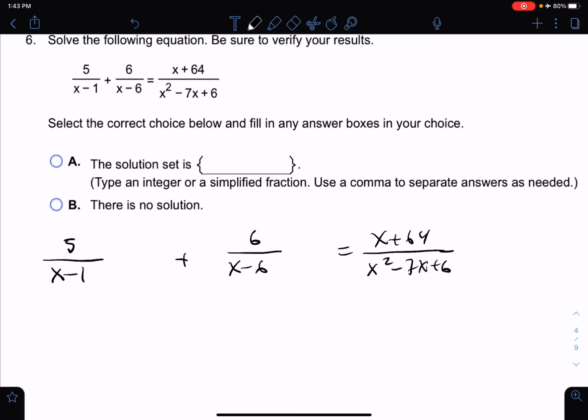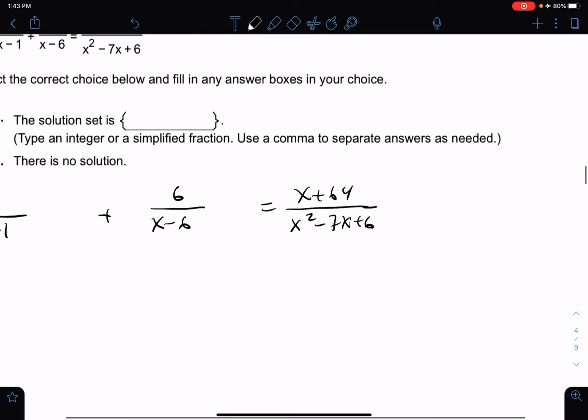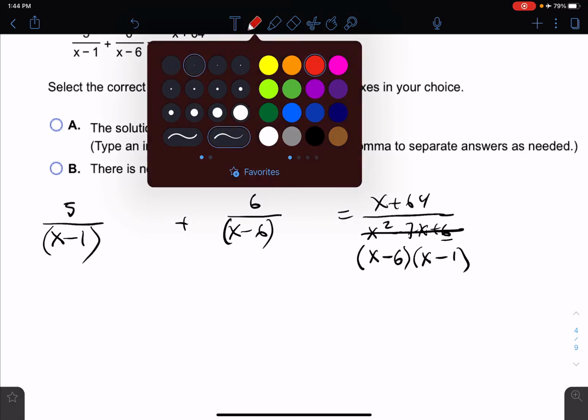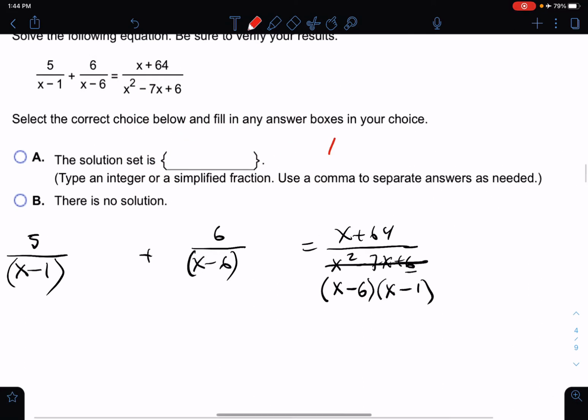Okay, so before we find an LCD or restrictions, we need to factor completely. Basically, we're looking for what 2 numbers multiply to 6 and add to negative 7. That's going to be x minus 6 times x minus 1, which multiplies to positive 6 and adds to negative 7. So this is now factored. And wow, how about that? Those are the same factors we have over here. How convenient. That makes that LCD nice and easy to get.